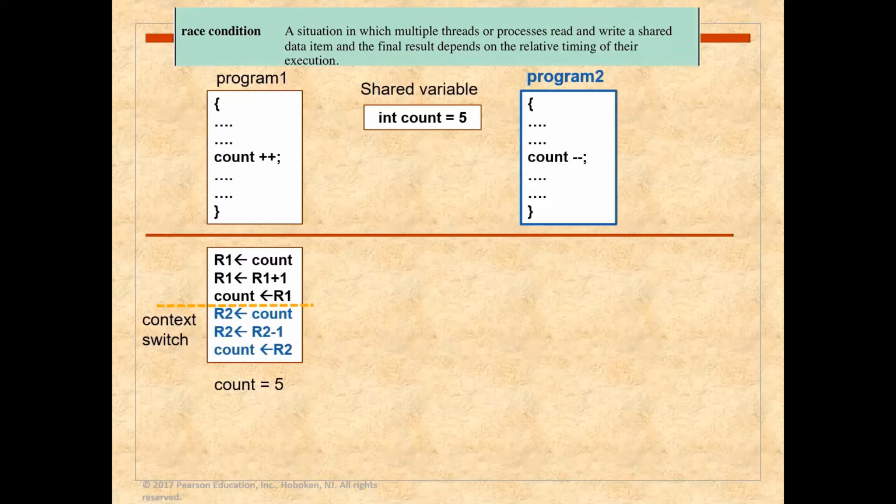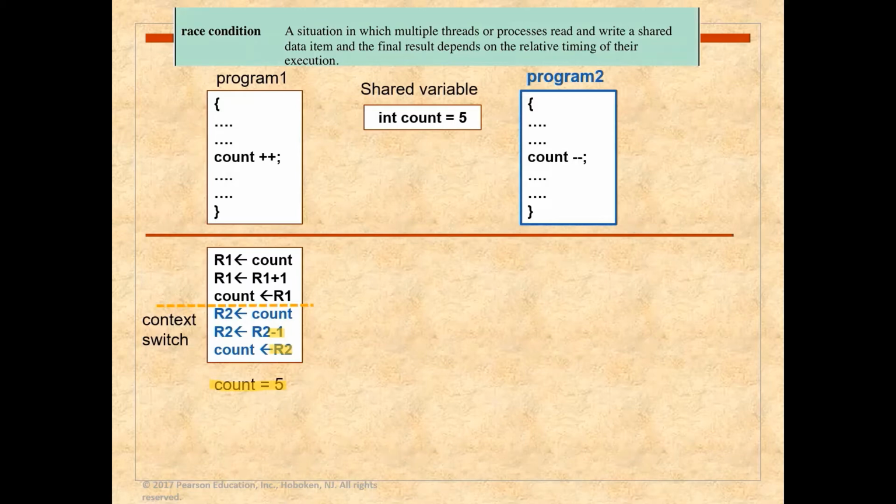Register 2 will start with count. It gets the value of count, which is just now 6, and then reduces the value by 1, and now it becomes 5. So it puts the value of R2 into count, and the final value of count is 5.